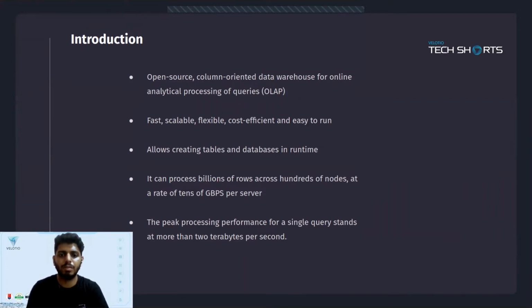It allows creating tables and databases at runtime. It can process billions of rows across hundreds of nodes at a rate of tens of gigabytes per second per server. The peak processing performance for a single query in ClickHouse stands at more than 2 terabytes per second, which is fast.